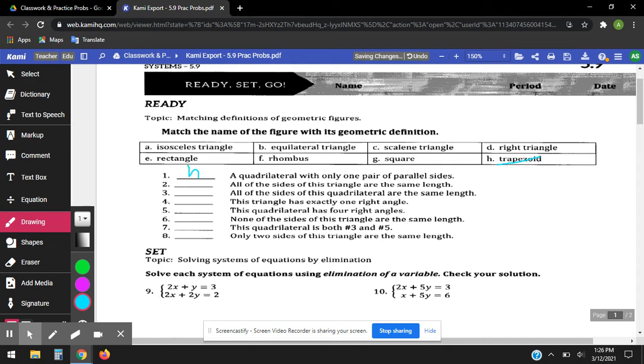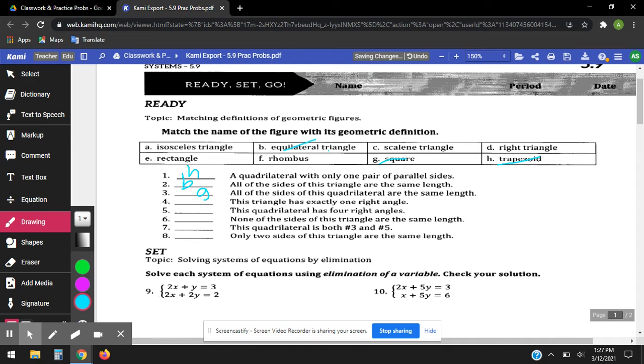All right, number 2, all of the sides of this triangle are the same length. Well, the triangle is going to be equilateral, B. Those two look different. Next, 3, all of the sides of this quadrilateral are the same length. Well, the only quadrilateral, four-sided figure, that has the same length would be G, square.